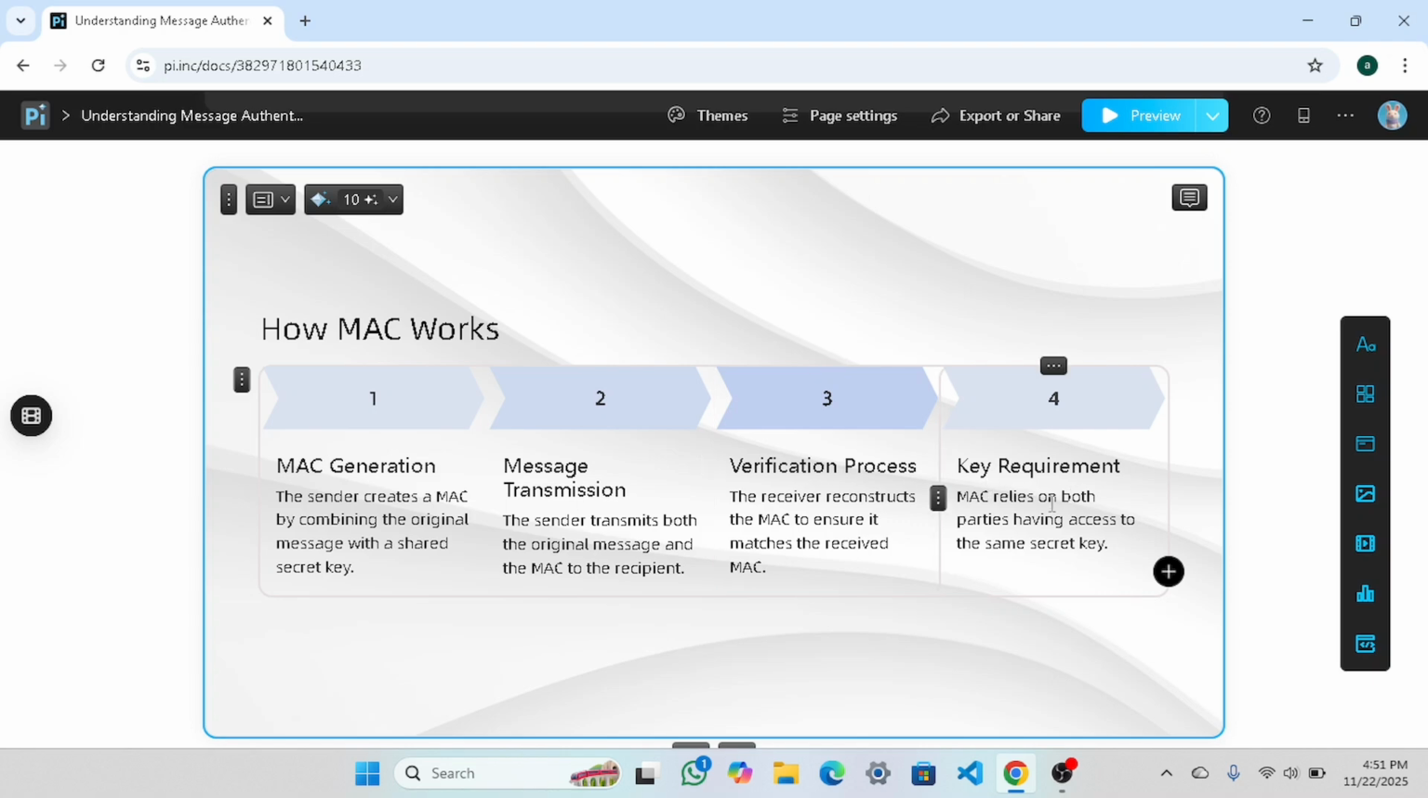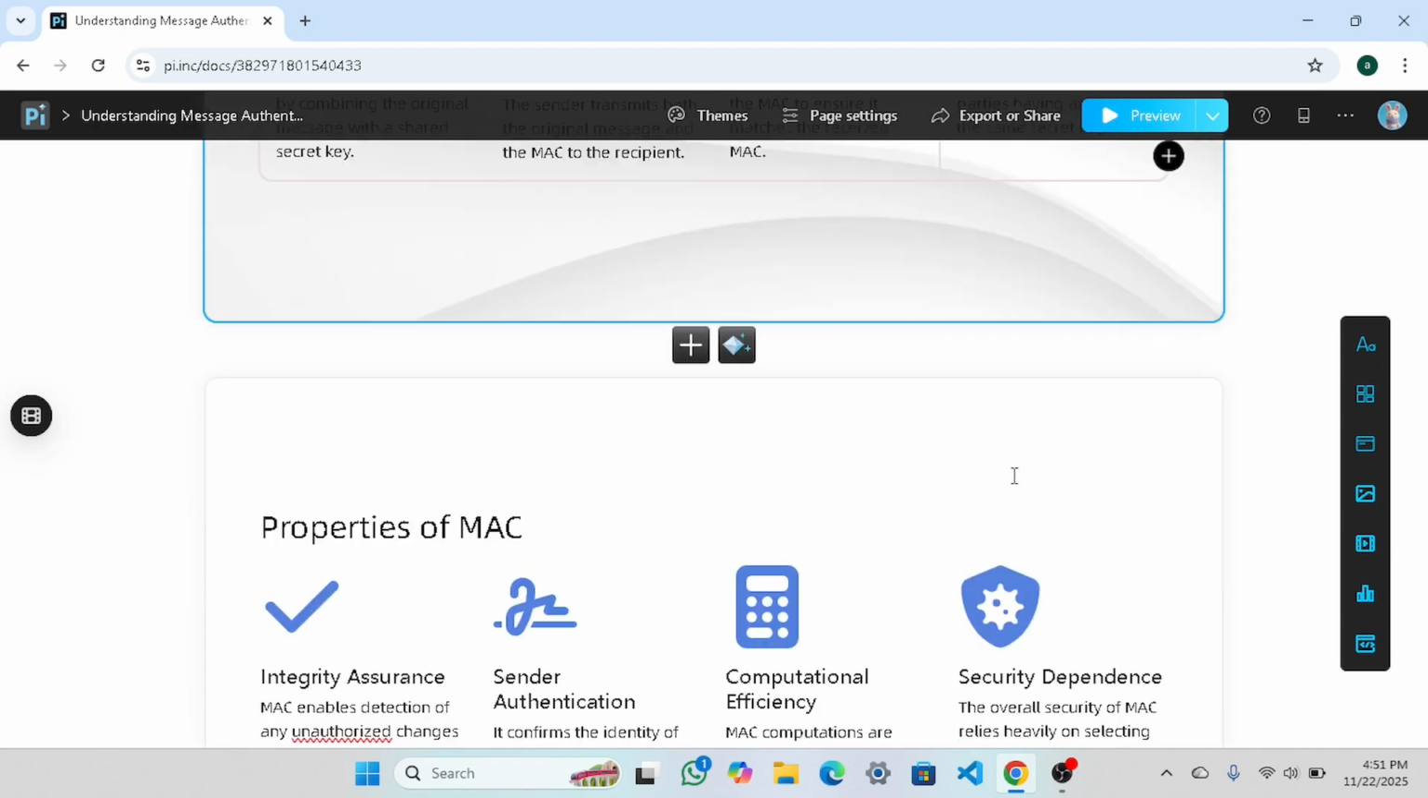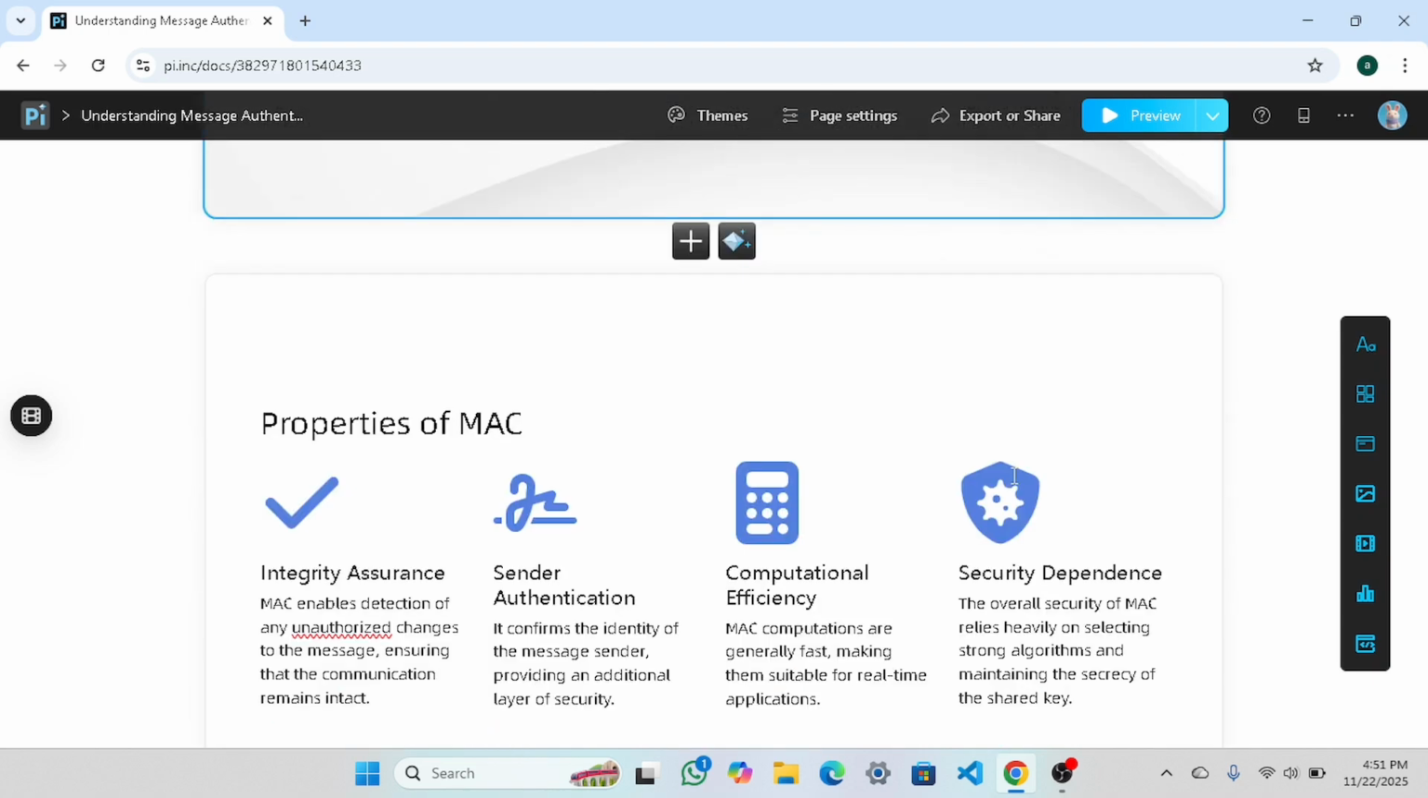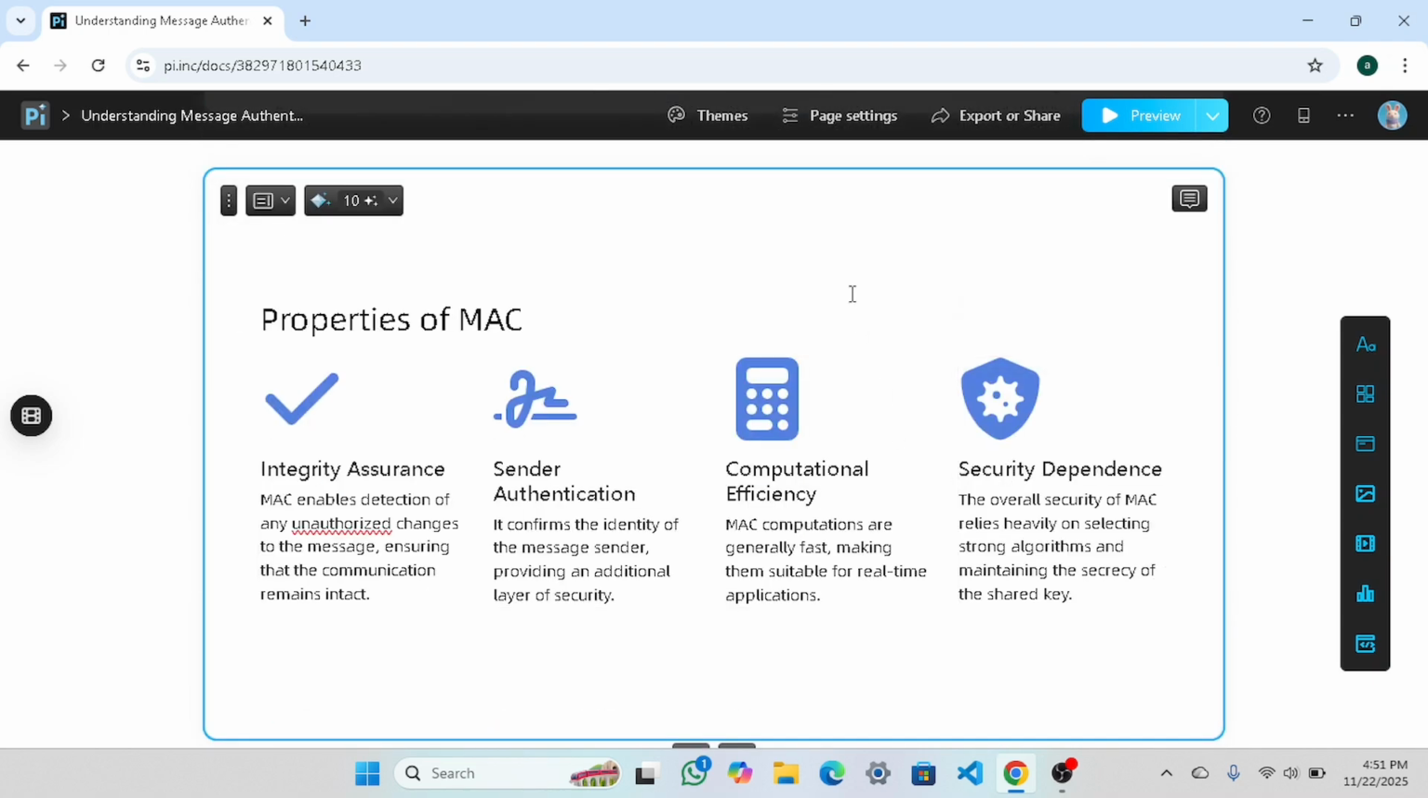The fourth one is the key requirement. MAC relies on both parties having access to the same secret key. This was about the working. Now some properties of the MAC. The first one is integrity. Second, authentication, efficiency, and security.